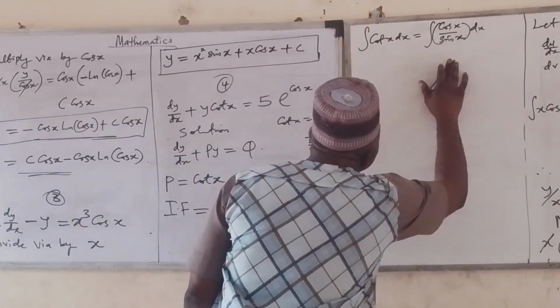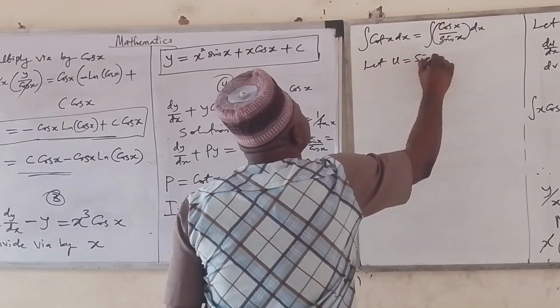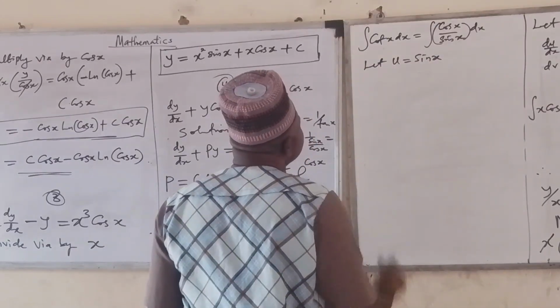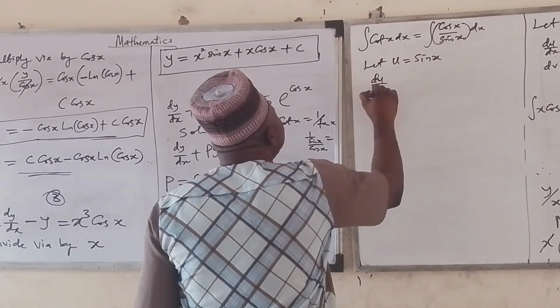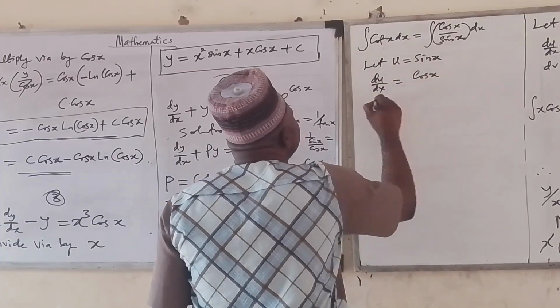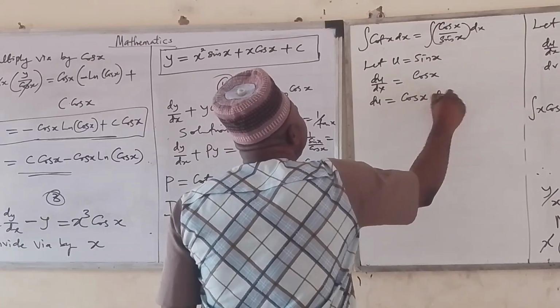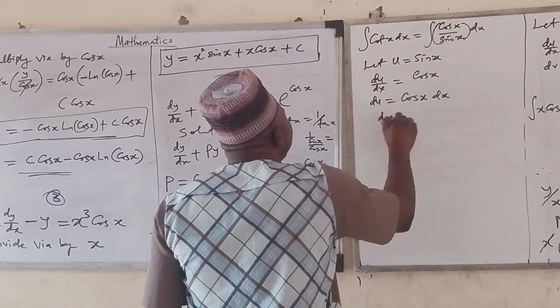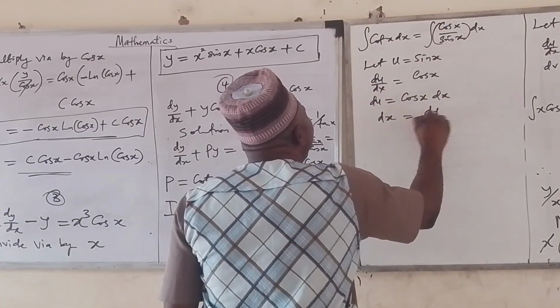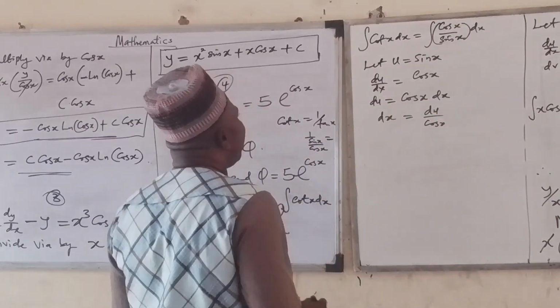So it means in this case, let u be equal to sine x. Yes, let u be equal to sine x. It means du all over dx, you differentiate sine x, it gives cos x. So the value of our du will be equal to cos x dx. So dx will be equal to du all over cos x. Yes, du all over cos x.